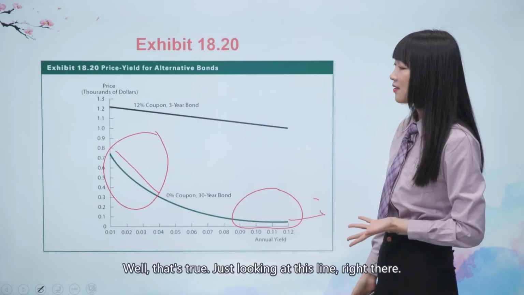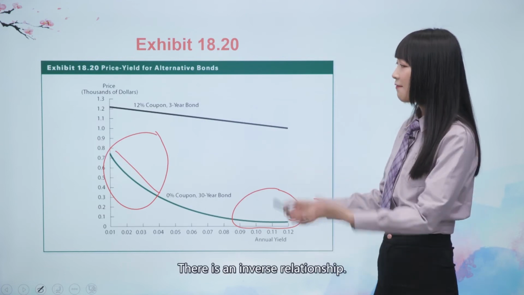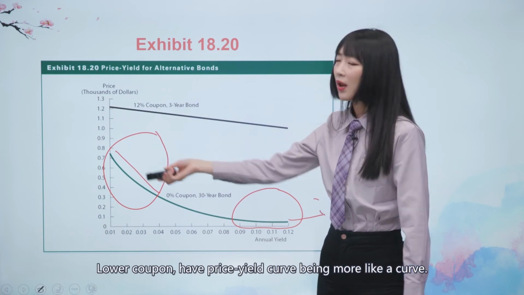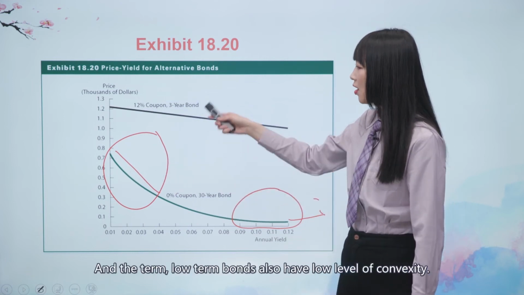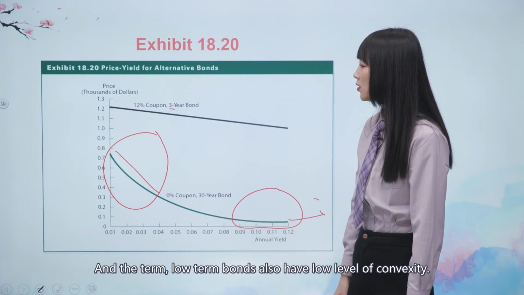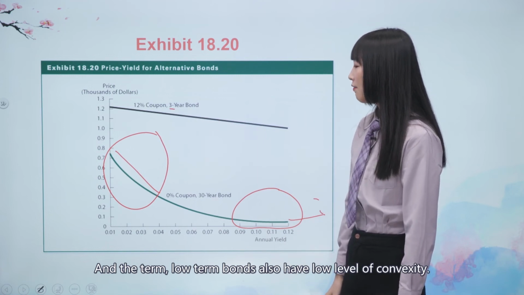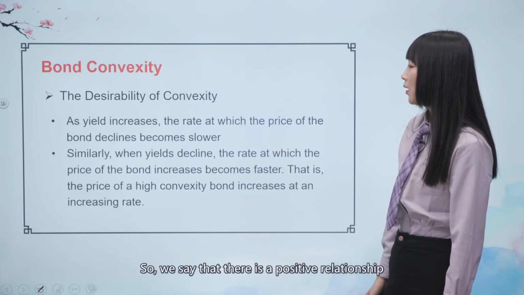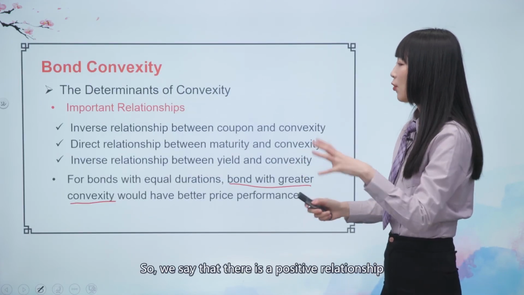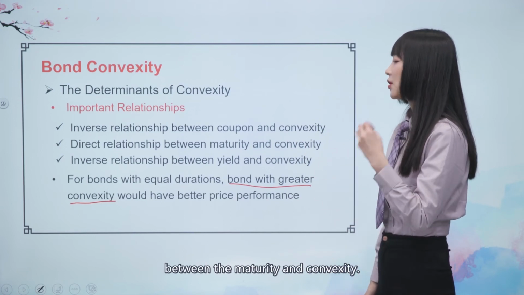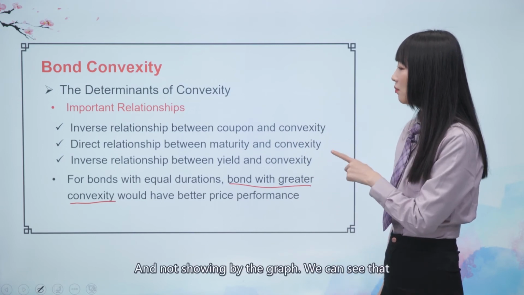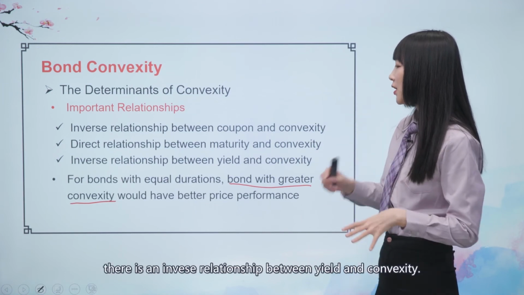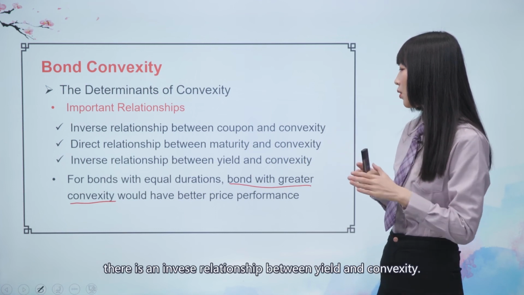Just looking at this line, there is an inverse relationship. Lower coupon bonds have a price-yield curve that is more curved, and low-term bonds also have a low level of convexity. So we say that there is a positive relationship between maturity and convexity. Not shown by the graph, we can see that there is an inverse relationship between yield and convexity.